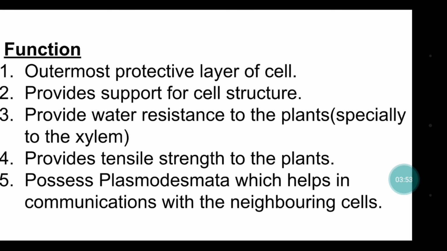It possesses plasmodesmata, which help in communication with the neighboring cells. Okay, so plasmodesmata are the pits in the cell wall and they help in communication between two neighboring cells. Some ions and molecules get passed from one cell to another whenever it is required, and it also checks unnecessary or undesired molecules and ions from entering the cell.